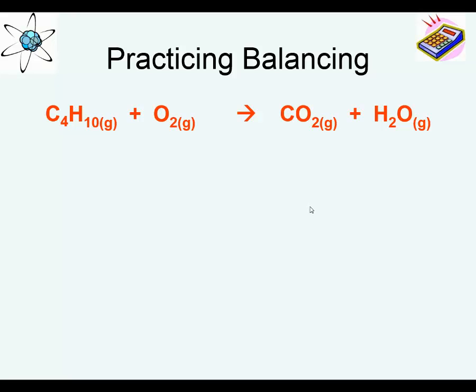Let's look at another combustion reaction with a slightly more complex formula. Now we have a hydrocarbon. This is butane, like they use in cigarette lighters. So I have butane reacting with oxygen gas. I have a complete combustion reaction. I can tell because I'm not forming carbon monoxide or soot. I'm forming carbon dioxide. The oxygen is combining with carbon to form carbon dioxide, and the oxygen is combining with hydrogen to form water vapor.